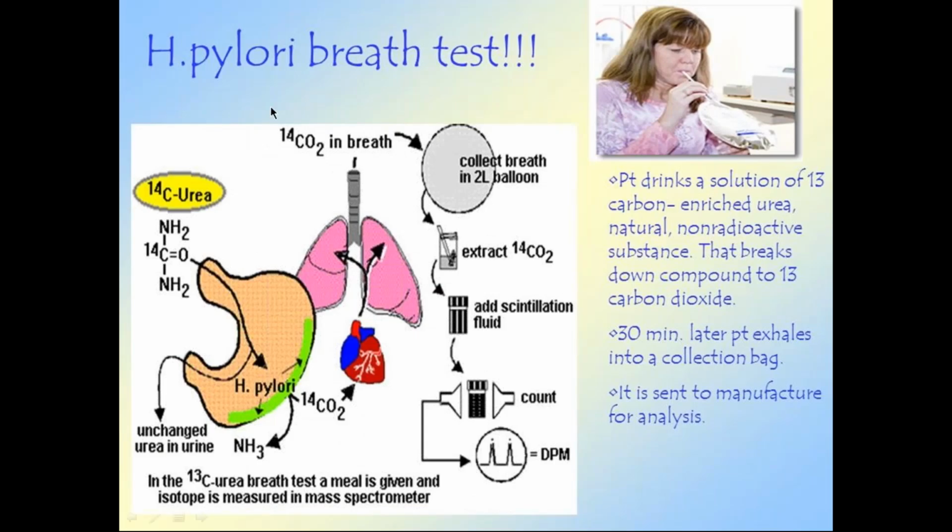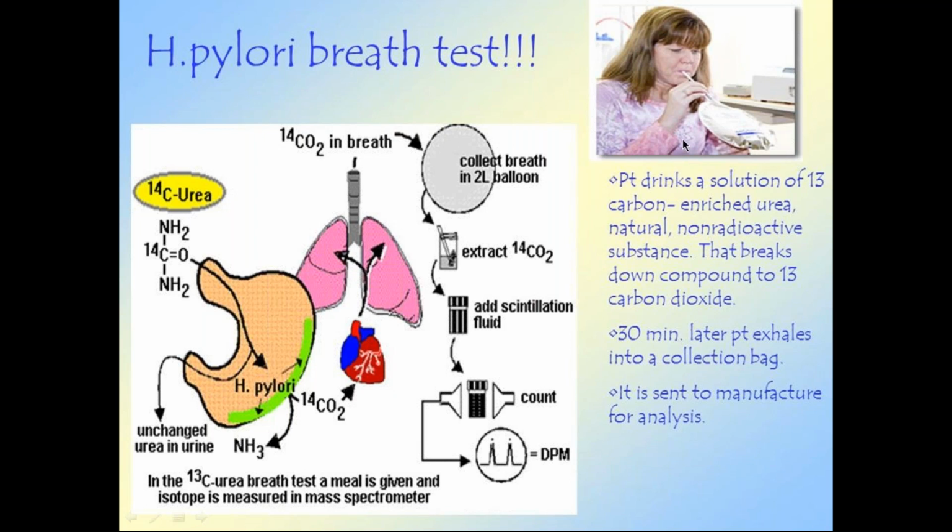And if you remember, in the case I told you about, the urea breath test was positive. This is basically the breath test which is done for confirmation of the Helicobacter pylori infection, in which the patient is asked to drink a solution of radioactive carbon enriched urea, and then 30 minutes later the patient exhales into a collection bag, right?